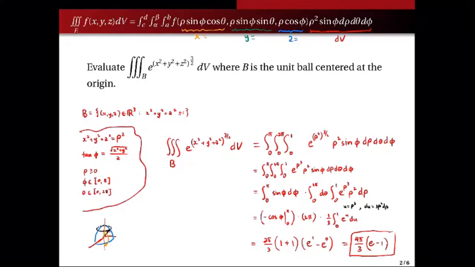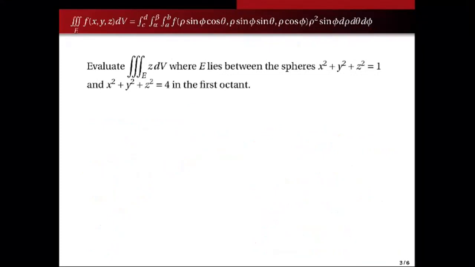Let's go to our next problem here. We want to evaluate the triple integral over E of z dV, where E lies between the spheres x squared plus y squared plus z squared equals 1, and x squared plus y squared plus z squared equals 4 in the first octant.